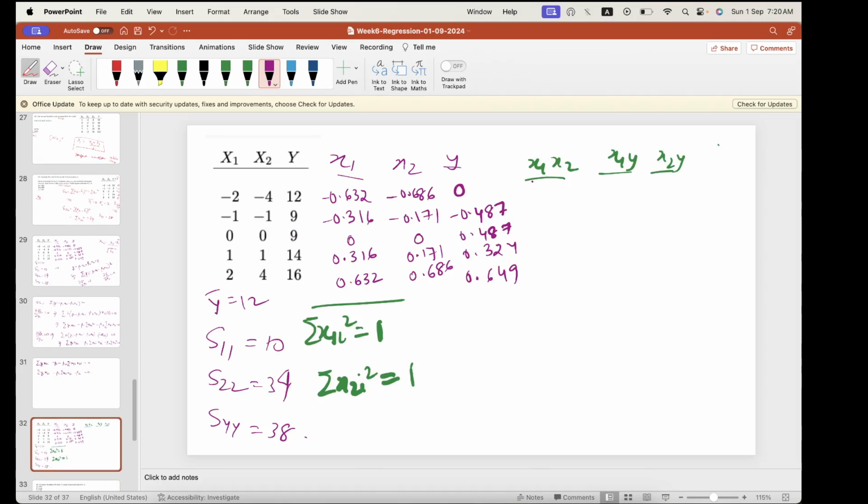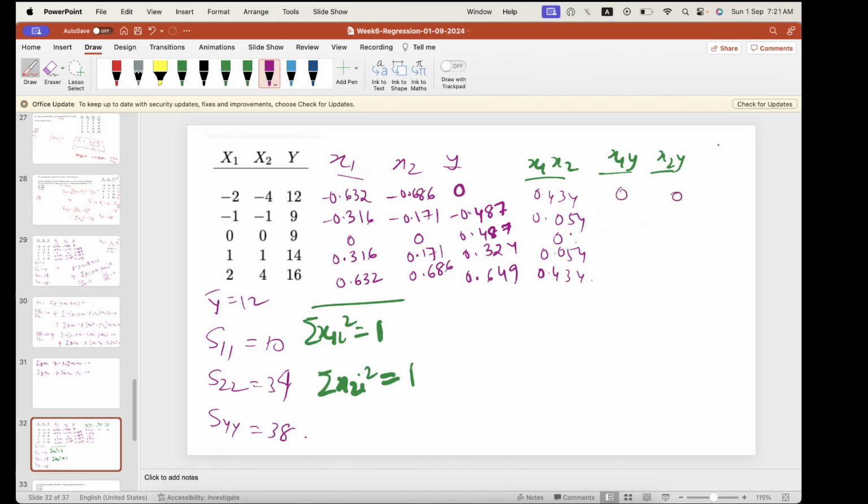So x1 x2 is how much? x1 x2 is 0.632 into 0.686. So this is 0.434. Here again we have 0.434, and then again we have 0.316 into 0.171. So this would be 0.054, 0.054 and 0. Alright, so now we have to find out x1 prime y.